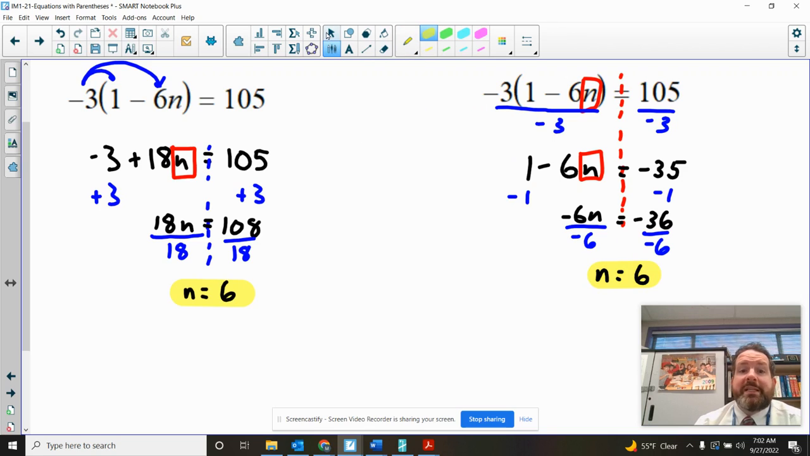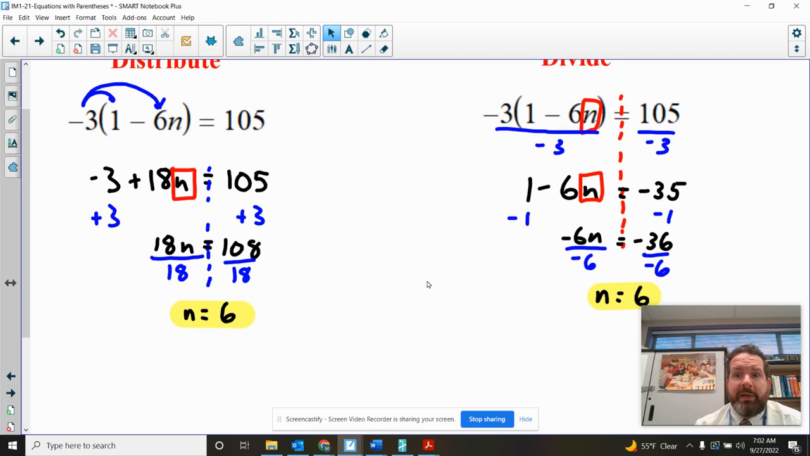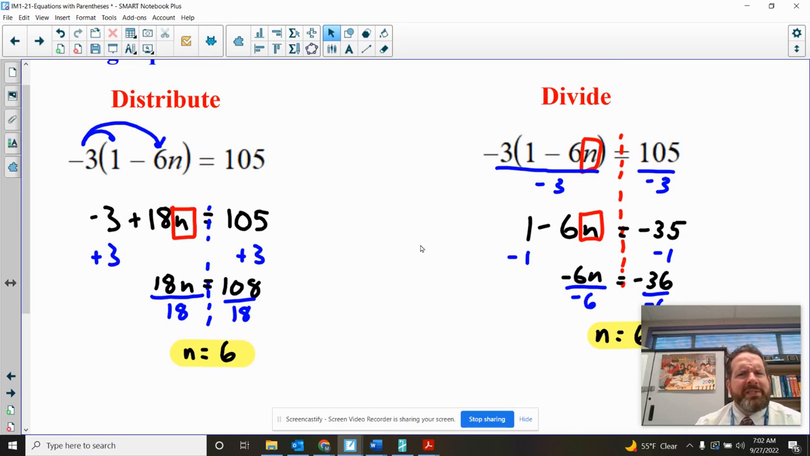So you can see, you get to the right answer either way. It's not that one way is right and the other way is wrong. It's just that in one way, you have that first distribution step, and in the other way, you do that division step to begin with. Let's say that one of these ways didn't make sense to you, then do the other one, right? Pick the one that works best for you.